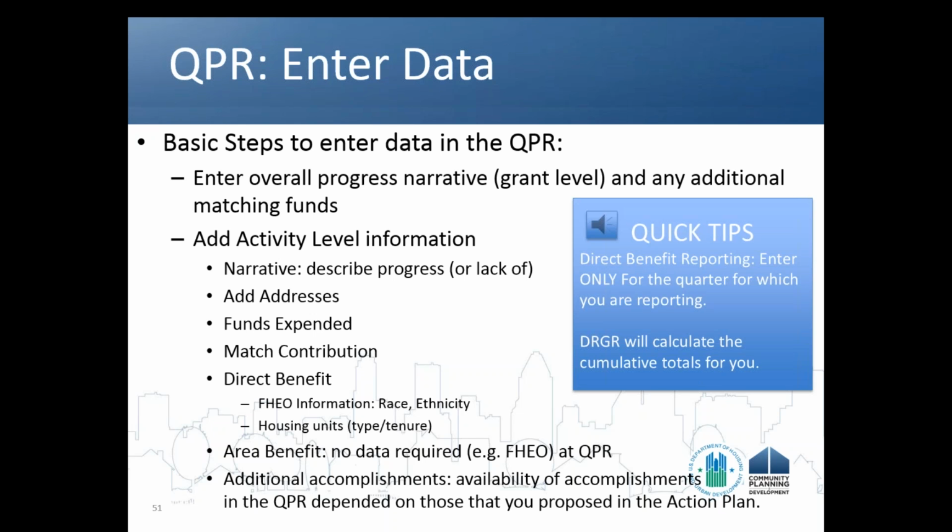A little quick tip here, for direct benefit reporting, enter only for the quarter for which you're reporting. Okay, so it's not cumulative. For the quarter in which you're reporting, you're going to talk about what you have accomplished, not cumulative. DRGR will calculate the cumulative totals for you.